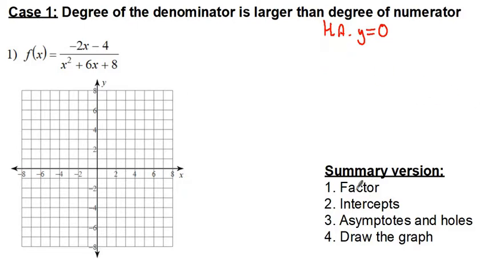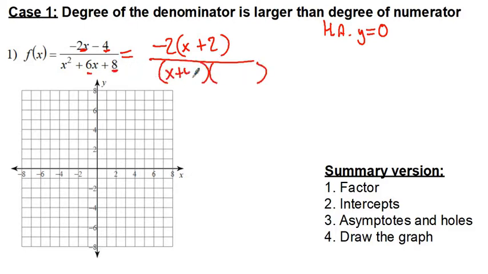All right, so first step right here in our summary versions, we want to factor. So the top has a common factor of negative 2. If we divide this by negative 2, we get x. We divide that by negative 2, we get plus 2. The bottom, we can factor by saying what multiplies to 8 and adds to 6, and that would be x plus 4 and x plus 2. So we're done with step 1. Step 1 was to factor.